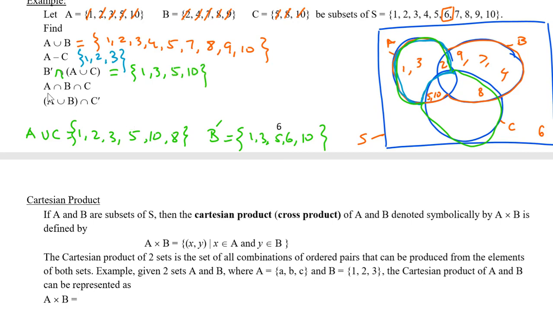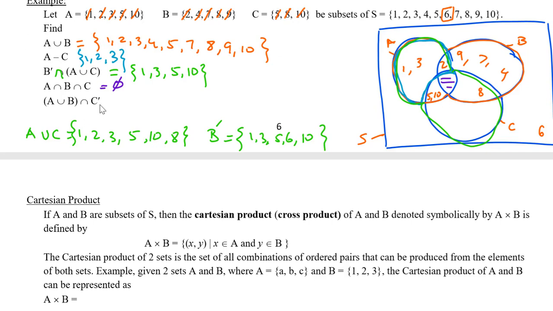So what would be the intersection of A, B, and C, which is this area right here? The intersection for all of them, there is nothing. It's an empty set right here. It's an empty set.